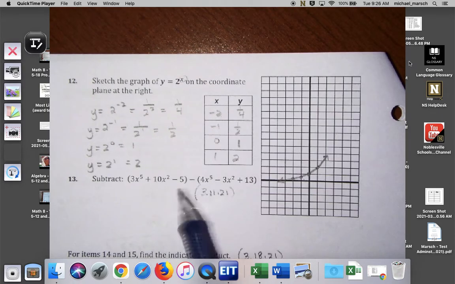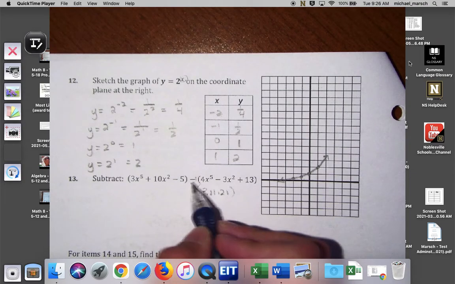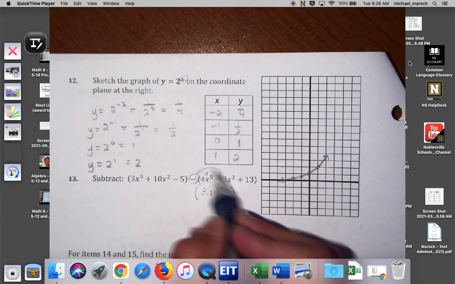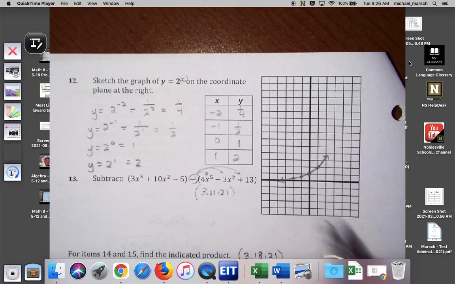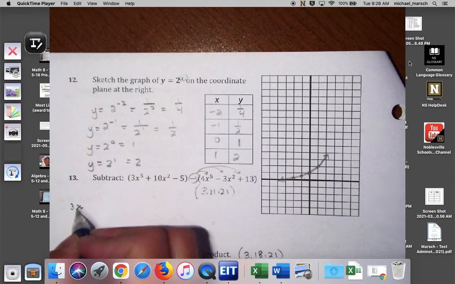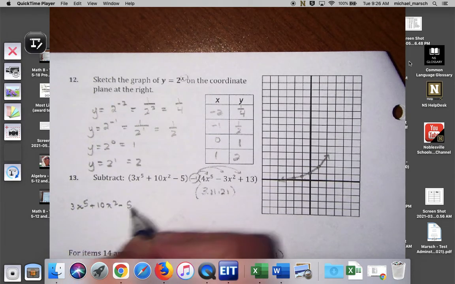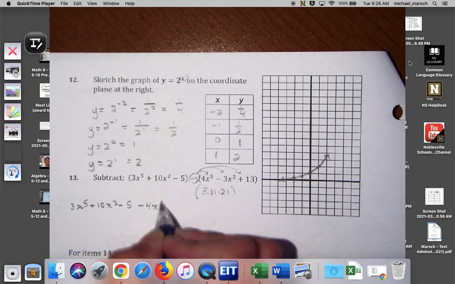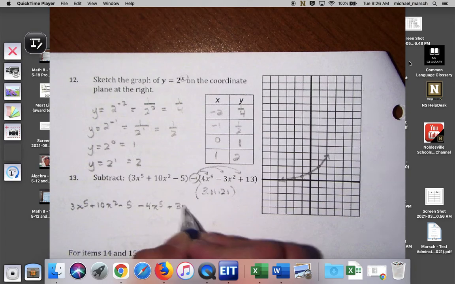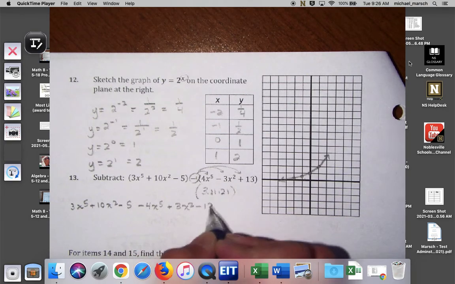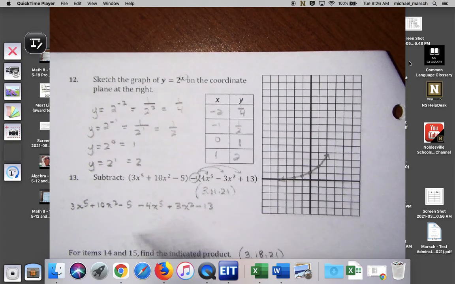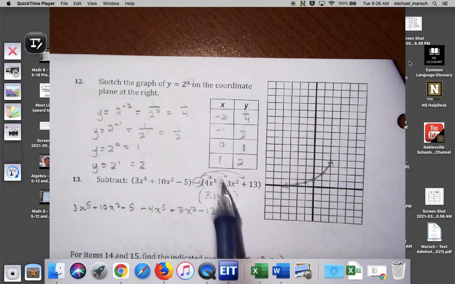All right, number 13, we are subtracting. Remember, we have this secret negative 1 here that we have to distribute. So I'm going to get 3x to the fifth plus 10x squared minus 5 minus 4x to the fifth plus 3x squared minus 13. Right, so I distributed the negative 1 to all of these.